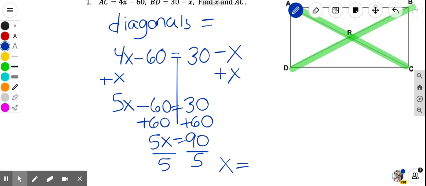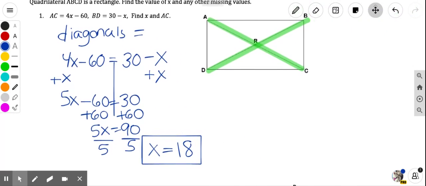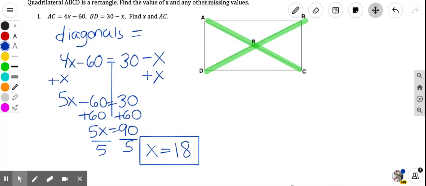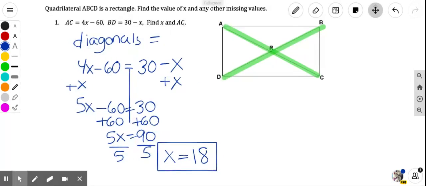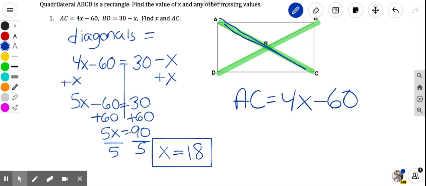So x equals 18. Okay. This question was actually also asking us to find AC. So all you would have to do, AC, remember, is this diagonal. So we would just have to plug it in. So AC is 4x minus 60. So you're just going to plug in 4 times 18 and then subtract 60.